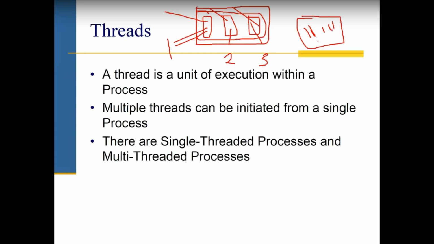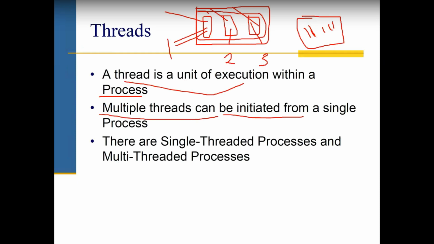So a thread is a what? A unit of execution within what? It is a running function within a process, right? Or it is a process within maybe a program. Same basic definition. So a thread is a unit of execution within a process. A thread is a unit of execution within a process.